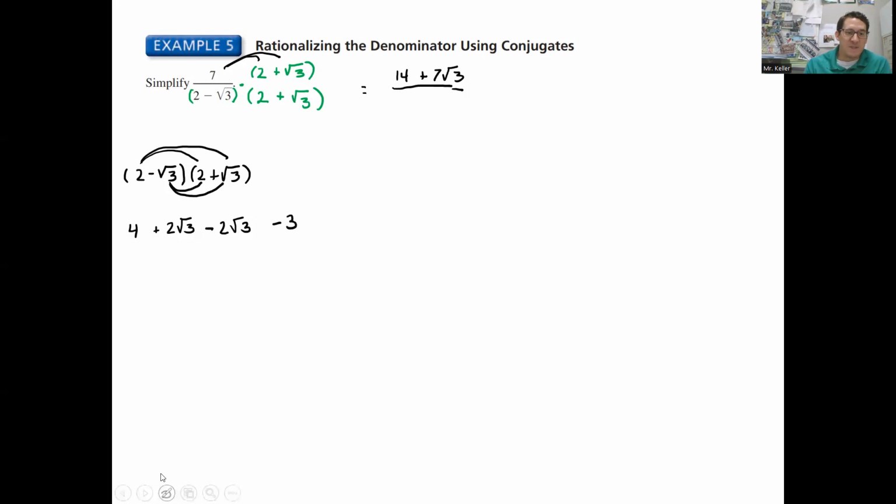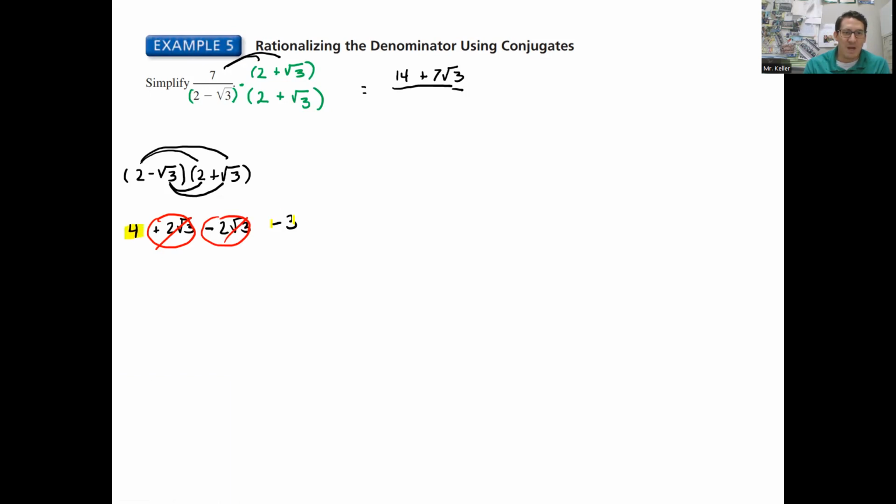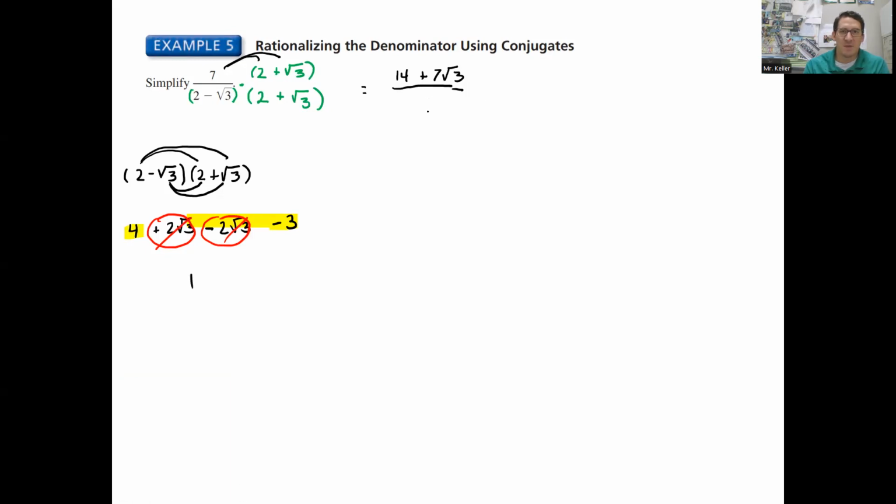All right. What's handy here is positive 2 root 3, negative 2 root 3. Those are just canceling each other out. So now I just have 4 minus 3, which is going to be 1. So on the bottom is 1. And then I can actually just simplify that even more as just 14 plus 7 root 3. That is it. So that's the tough part, just multiplying it. Just remember, a root multiplied times itself, you just drop the root. So let's do another example.